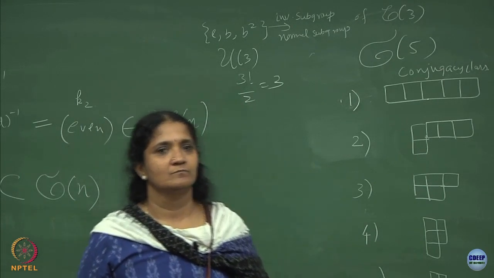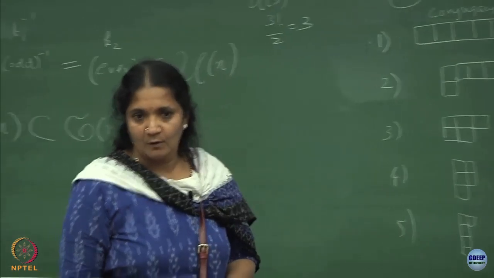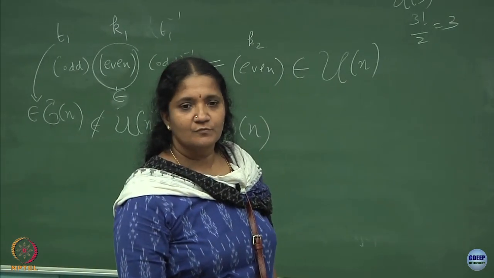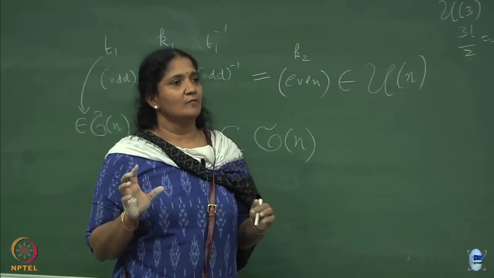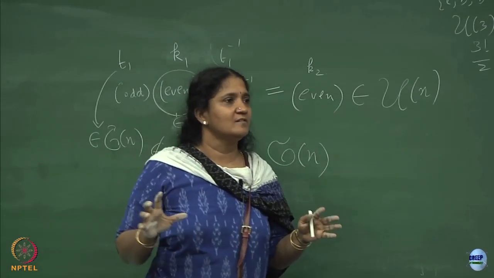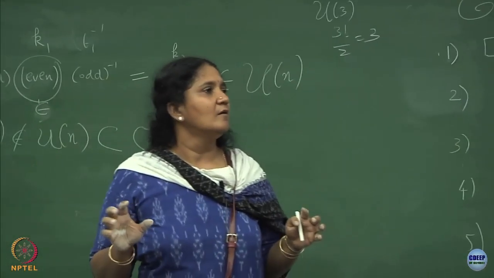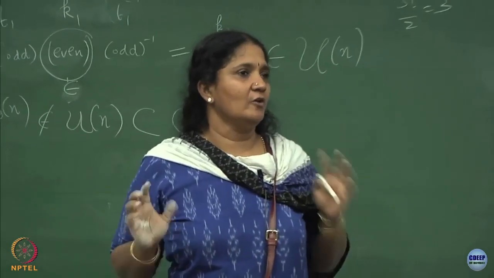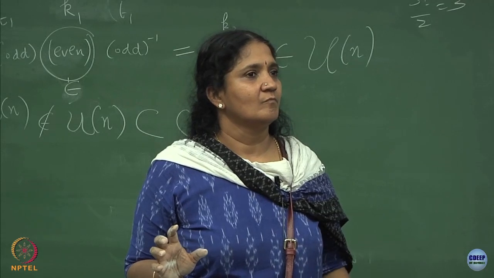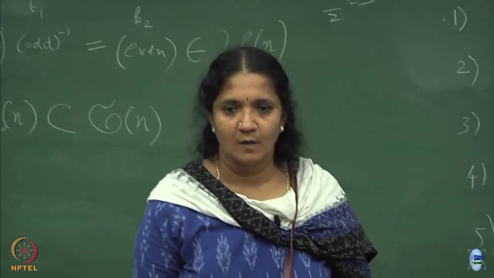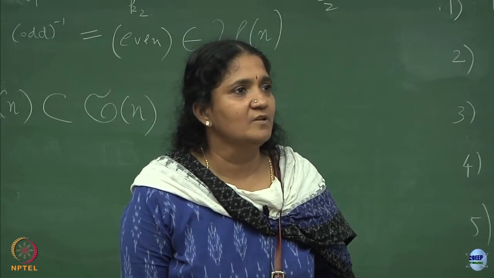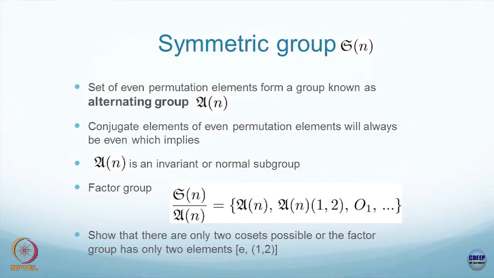Okay. So, I am just stressing the fact that the even permutation elements, which form a subgroup of the total symmetric group of degree n, is also an invariant or a normal subgroup. Okay. So, U n is an invariant or a normal subgroup. Okay. U n, and then you can play around the way we do it.